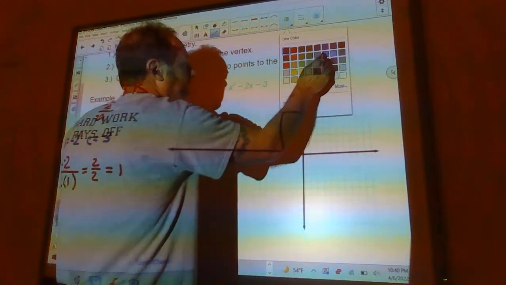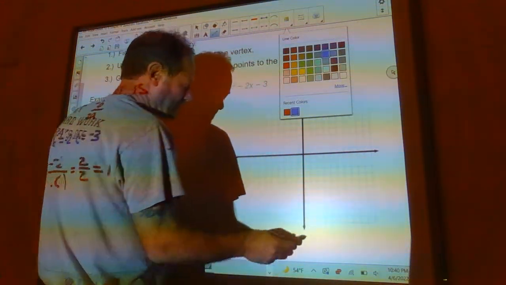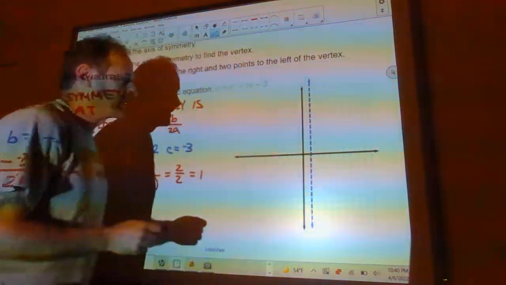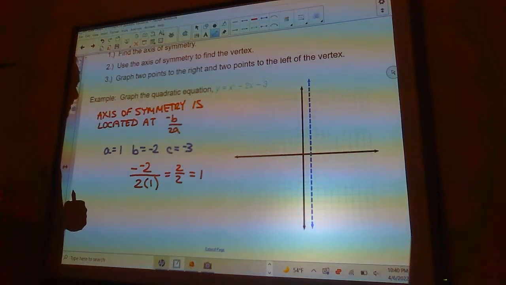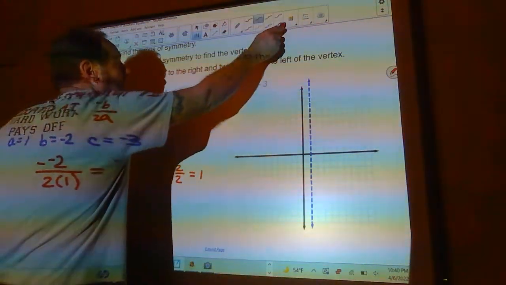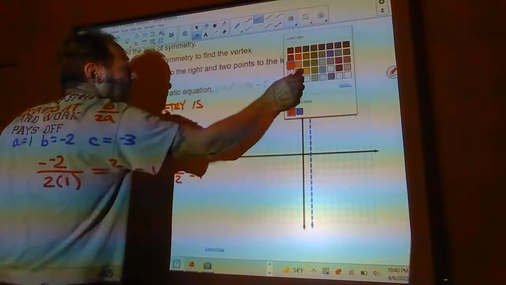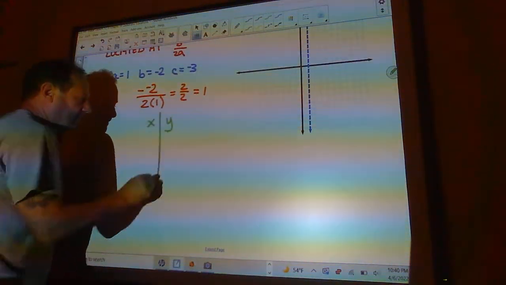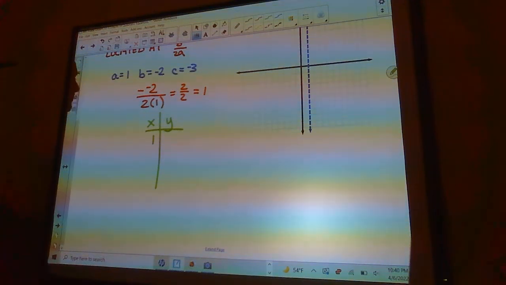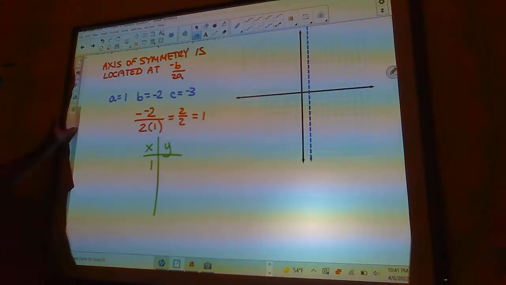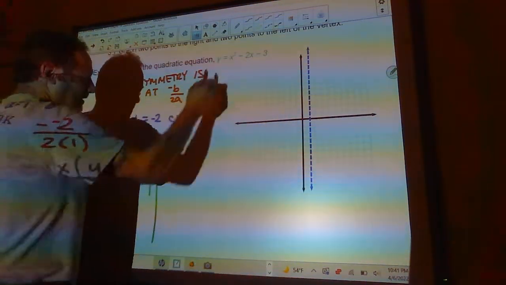Let's use this. Okay, so my axis of symmetry is at 1. I'm going to go ahead and put a nice line right there at 1. Now what I'm going to do is make a table next. In my table, the very first number I'm going to put in there is 1, because I'm going to find my vertex. So I take my equation, which is right here.